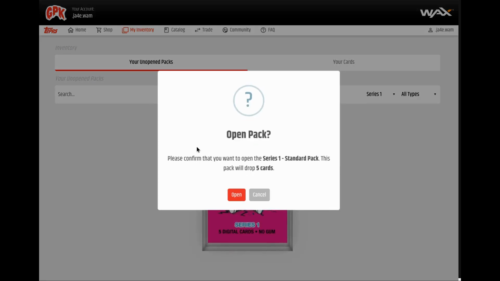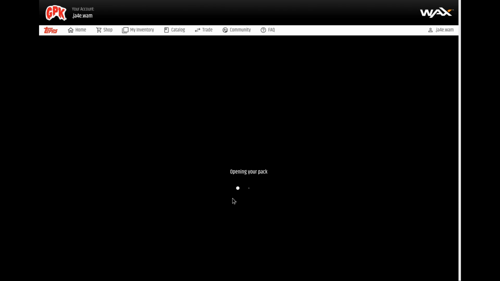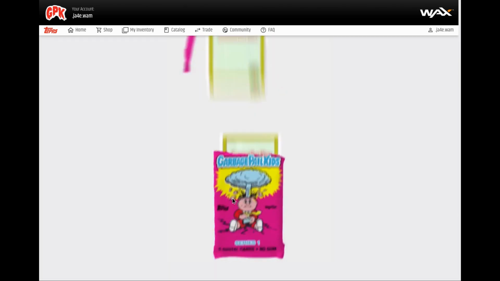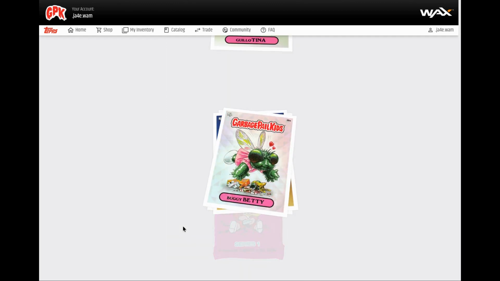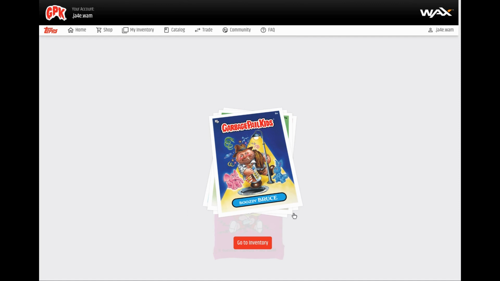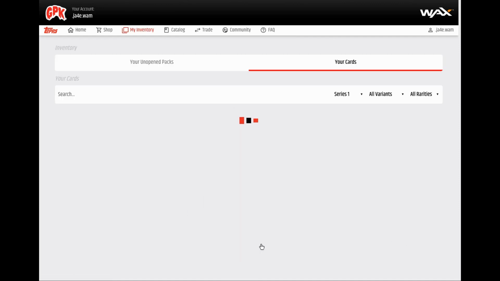So anyway, let's open this. So I want to open my Series 1 standard pack. This will drop me 5 cards. Yes. Okay. So obviously this is all happening on the Wax blockchain, so it can all be double checked, and everyone can see what's going on. So they're my 5 cards. So there we go. What have I got? There's my Prism one.